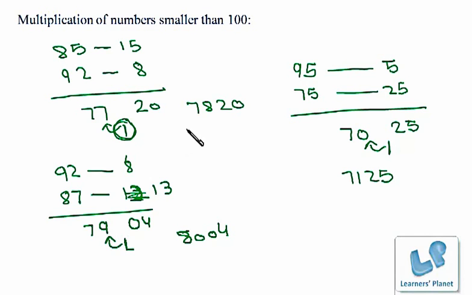If it's not clear, please just listen to this again and just practice these sums, because it's very easy and it takes just a few seconds to multiply any two-digit number which is smaller than 100 and close to 100.